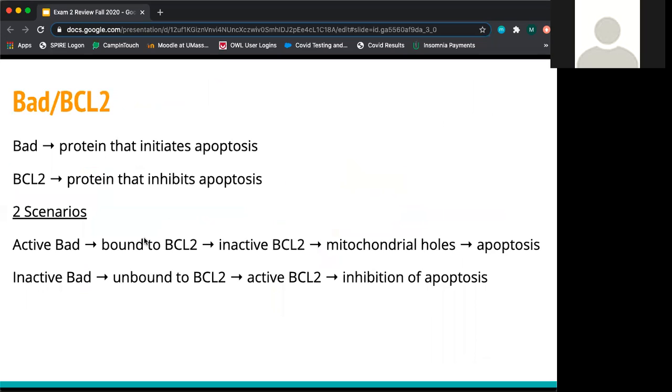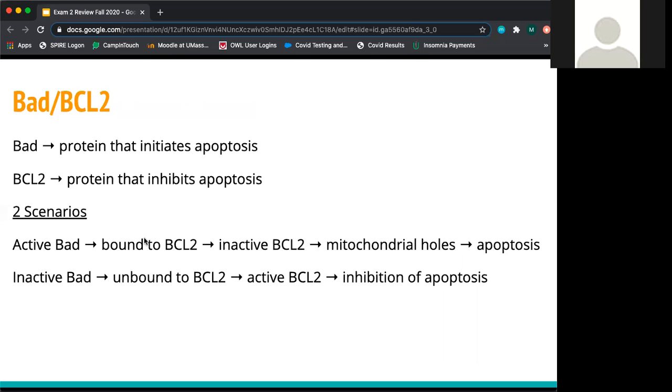So then we have our BAD BCL2 scenario. You have BAD and you have BCL2. BAD is a protein that initiates apoptosis, so programmed cell death, and BCL2 is a protein that inhibits apoptosis. So you have two different scenarios. There's pictures in the next slide, but basically this is kind of like a flow chart.